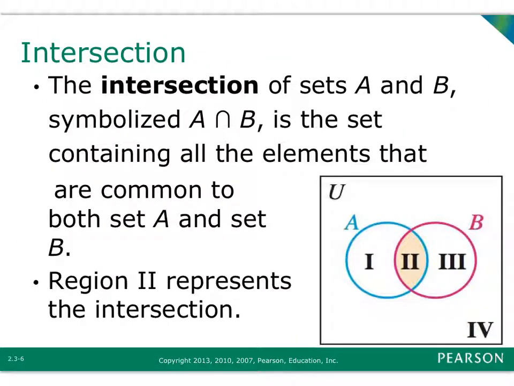The intersection of sets A and B, symbolized by A, the upside-down horseshoe, B, is the set containing all the elements that are common to both set A and set B. In our representation of the Venn diagram, you will notice that region 2 represents the intersection. It is overlapping both A and B.